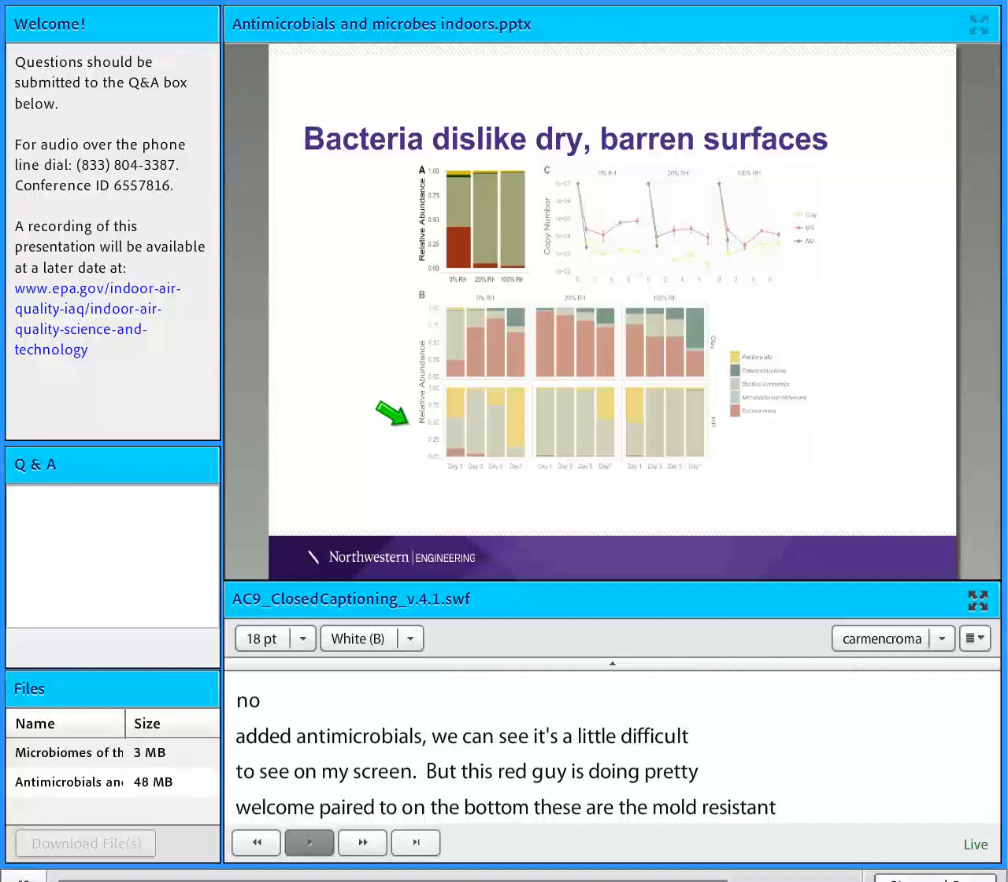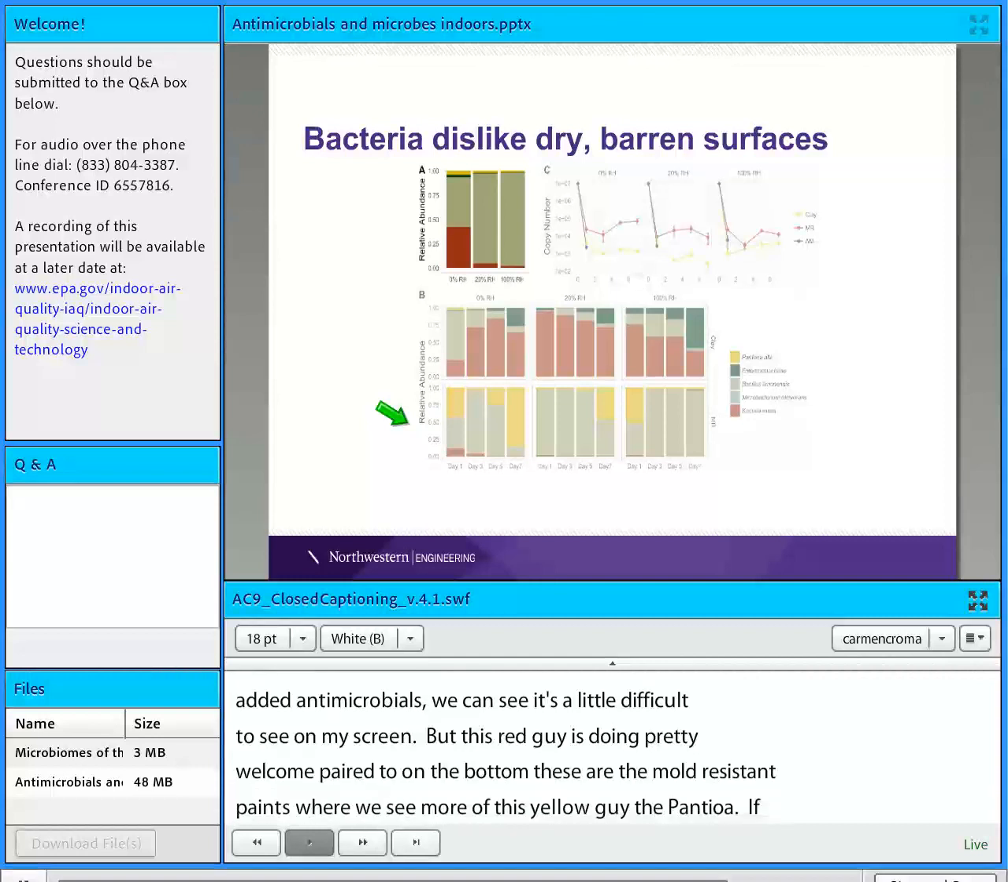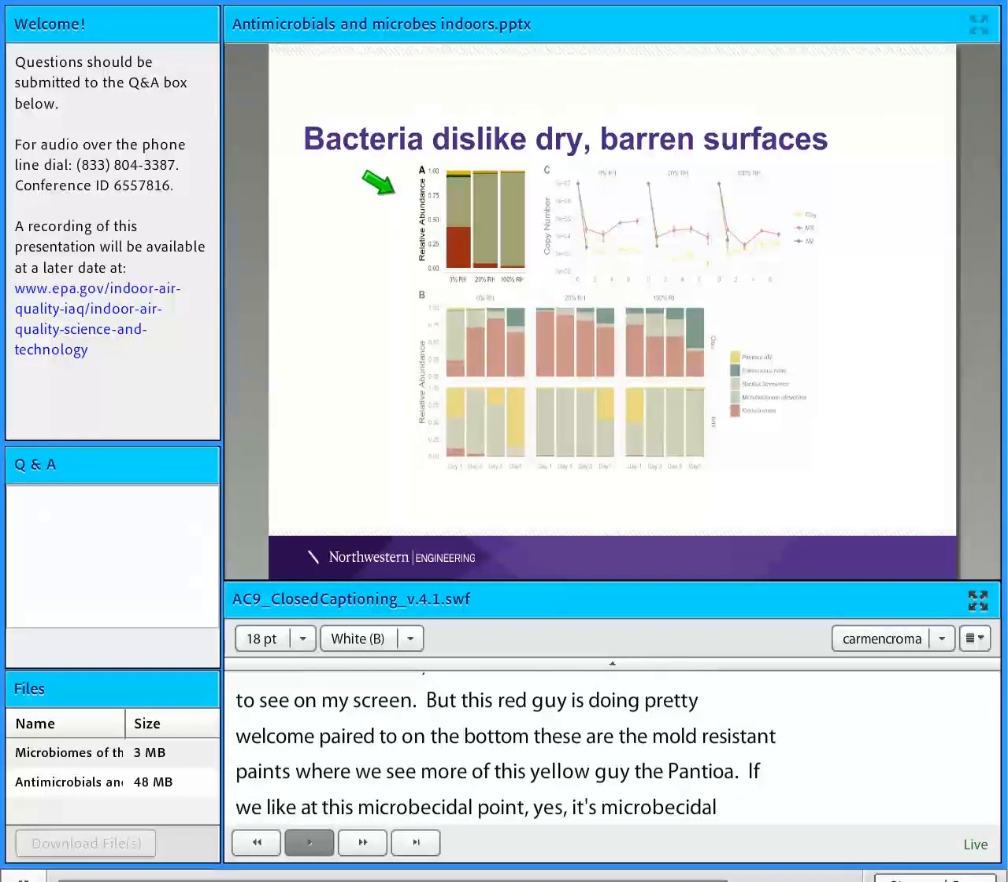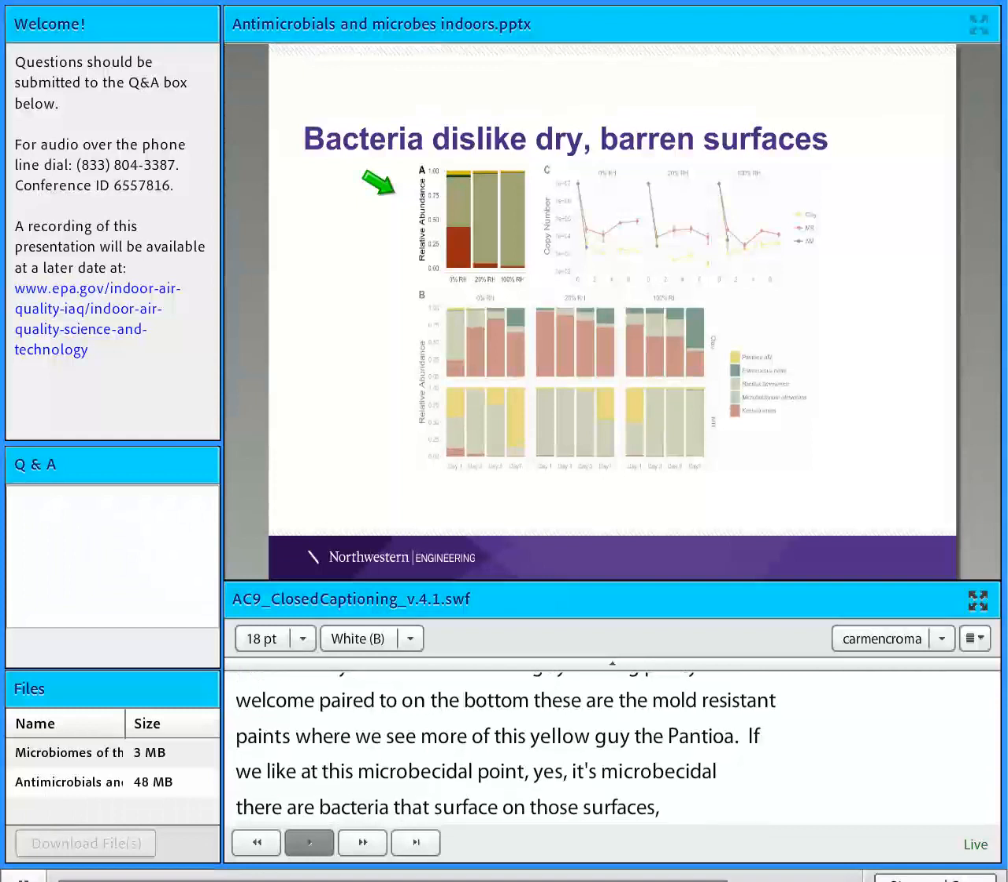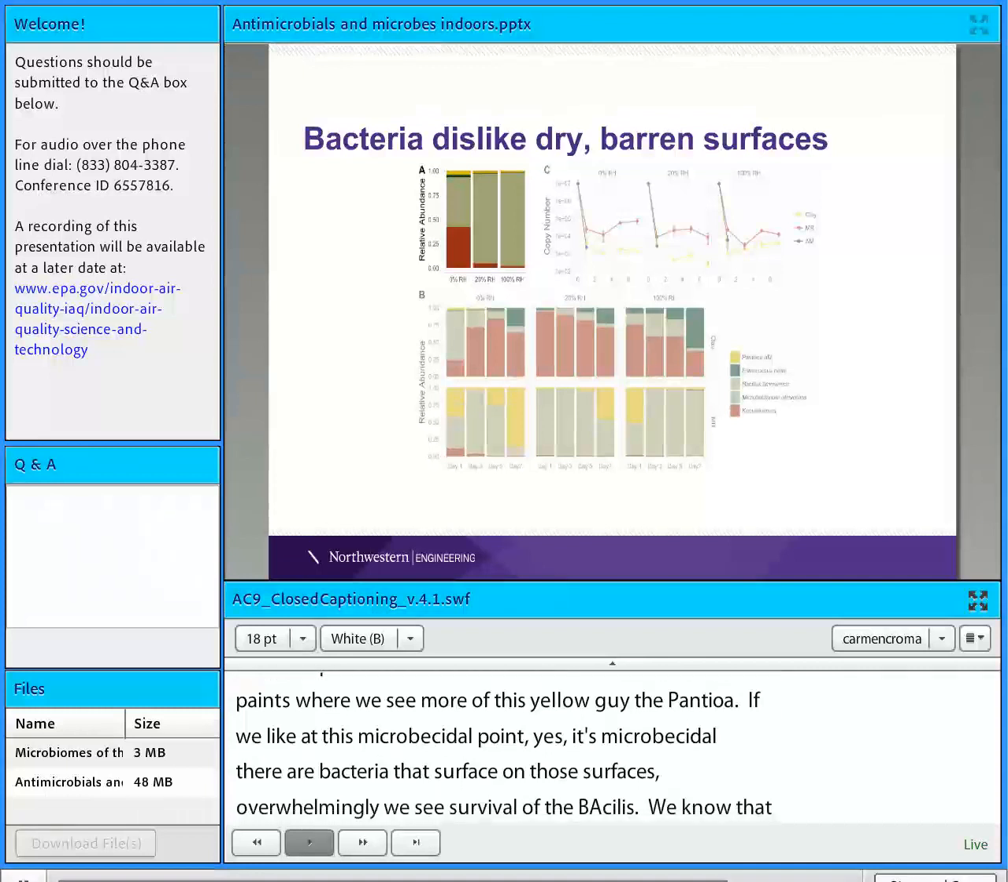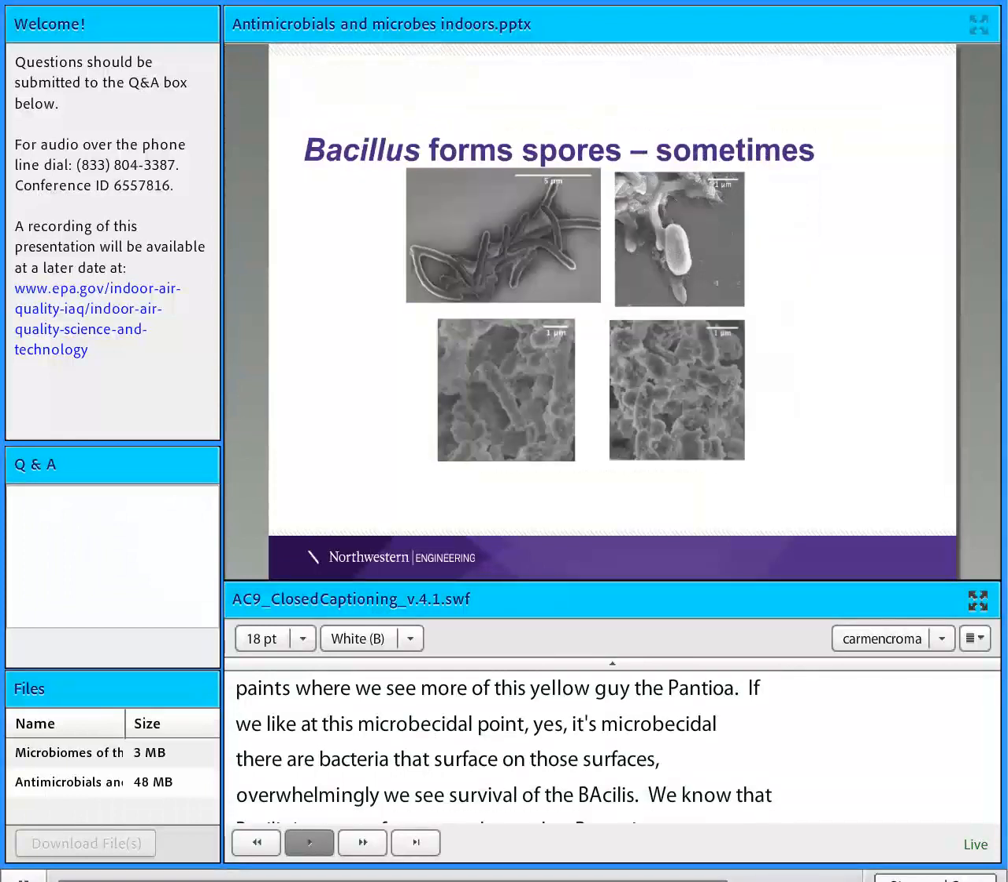And if we look at this microbicidal paint, what's interesting is, yes, it's microbicidal, but nevertheless, there are still bacteria that survive on those surfaces, and overwhelmingly, we see survival of Bacillus thuringiensis. So we suspected that because we know that Bacillus is a spore former, and we know that benzalkonium chloride is ineffective against spores, this Bacillus thuringiensis might be forming spores.